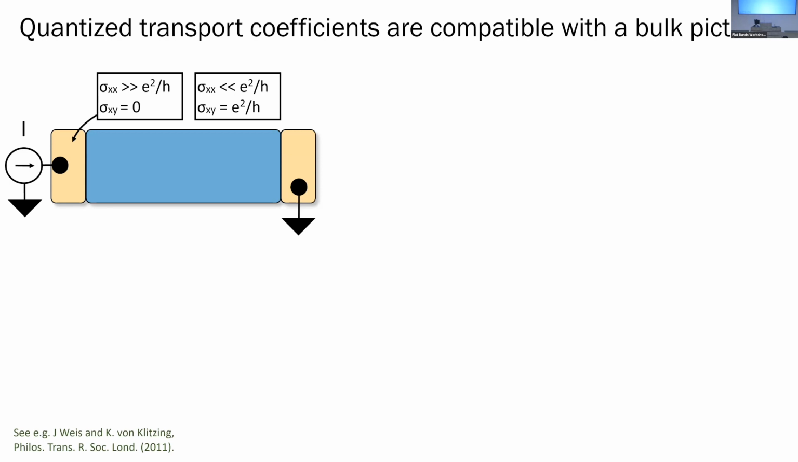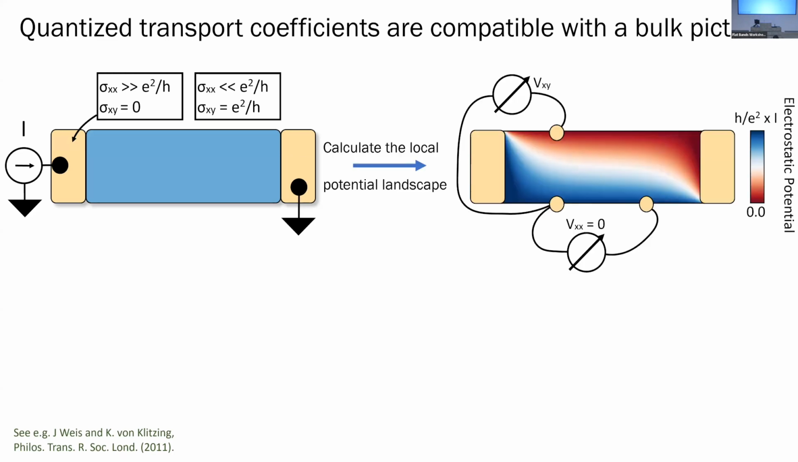So let's say you have your favorite material in the quantum Hall or quantum anomalous Hall state. You can describe it with a conductivity tensor where sigma xx is very, very suppressed and sigma xy is quantized. And you can actually calculate the local potential landscape that would be associated with such a conductor. And that is how it looks. So this is the electrostatic potential.